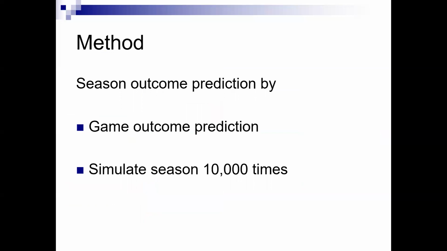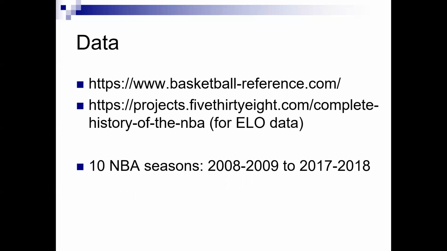So the season outcome prediction is done by developing first a method for game outcome prediction, and then using that method for simulating each season 10,000 times. For the regular season, we use the actual schedule, and for the playoffs, we continue based on the rankings after the simulated season. Most of our data is taken from Basketball Reference, but for comparison purposes, we also downloaded ELO data, and that we got from 538. We looked at 10 NBA seasons from 2008-9 to the 2017-18 seasons.